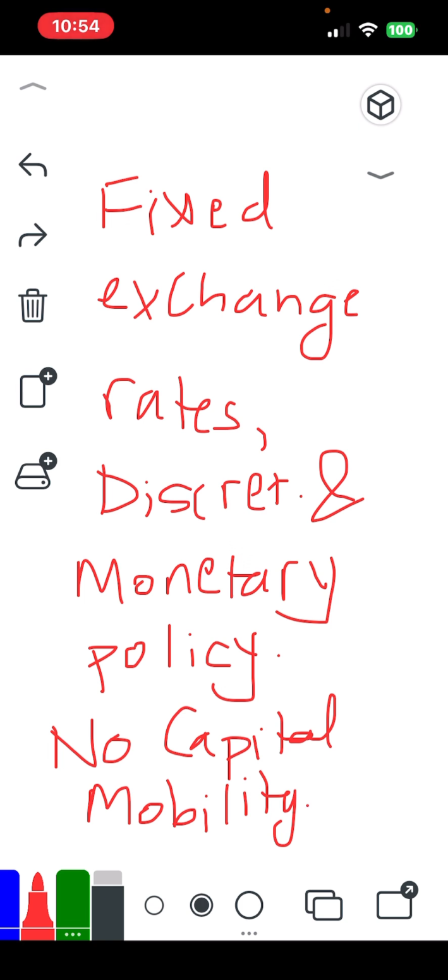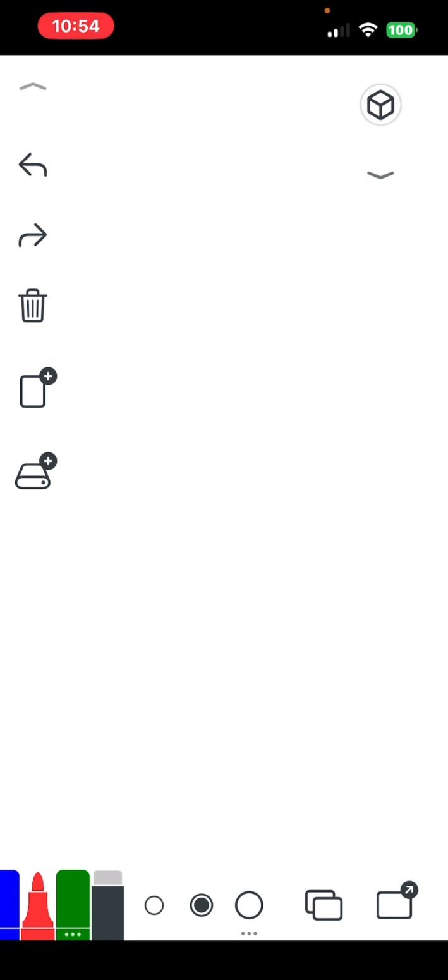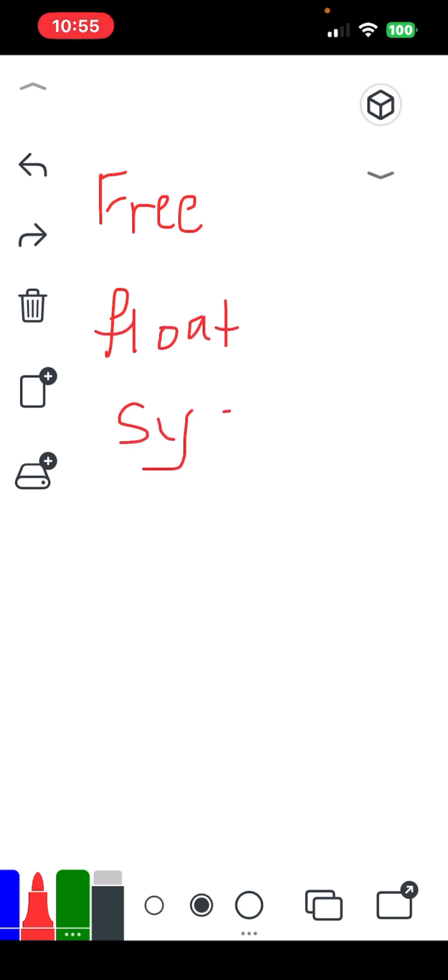Now, apart from these two, you also have the free float system. This system is present in some countries around the world. It started back in 1973 and is still present in some countries. The free float system relies on supply and demand in the market to figure out the exchange rates. So, this is supply and demand.